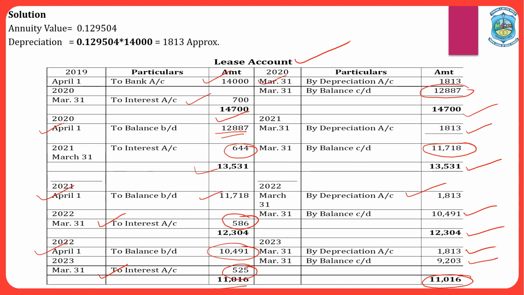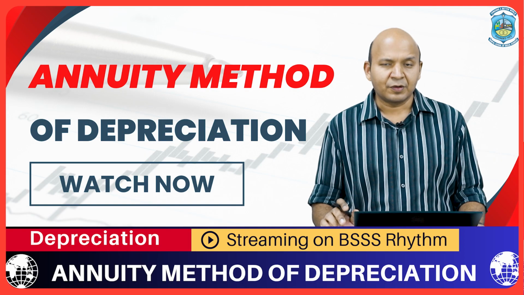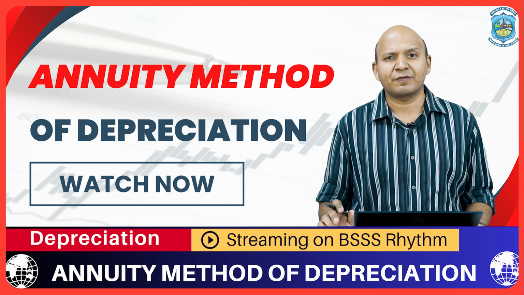9,203. So, this asset was purchased on 1st April 2019, and they have asked us to prepare the asset account for 4 years. So, at the end of the last year, the closing balance is 9,203. What are the merits and limitations of the annuity method?